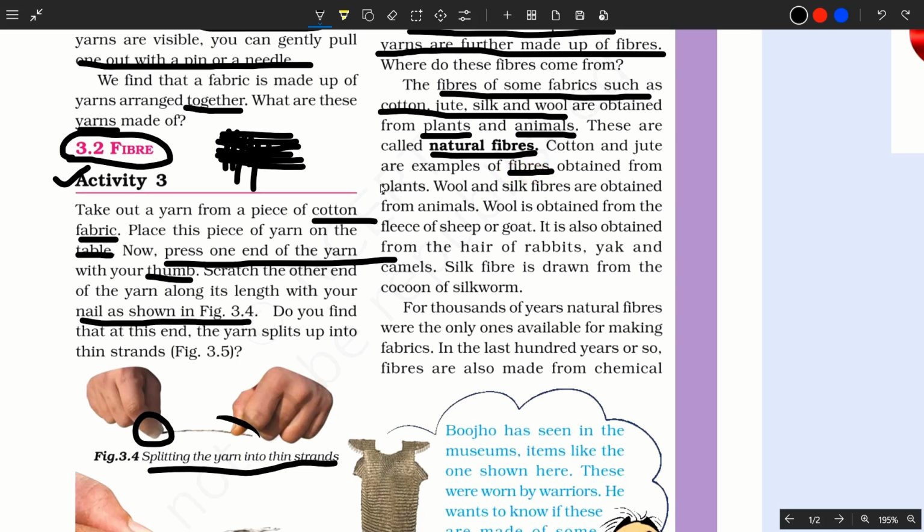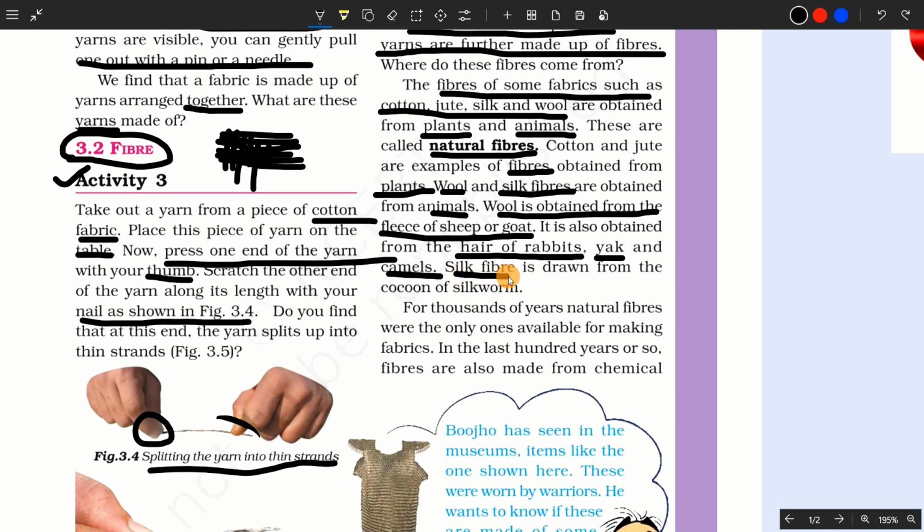Cotton and jute are examples of fibers obtained from plants. Wool and silk are obtained from animals. Wool is obtained from the fleece of a sheep or a goat. It is also obtained from the hair of rabbits, yaks, camels, and other animals.